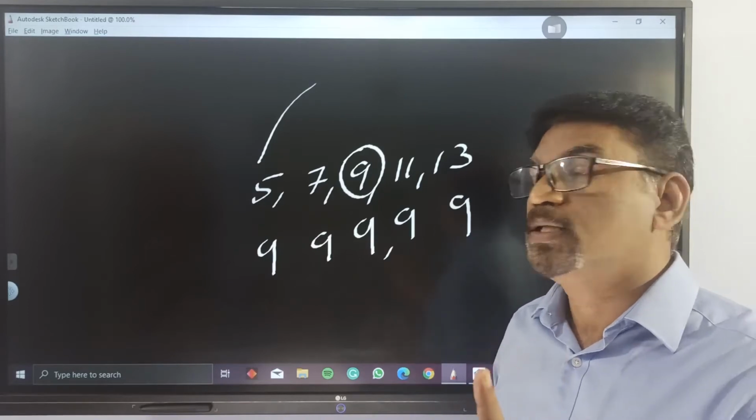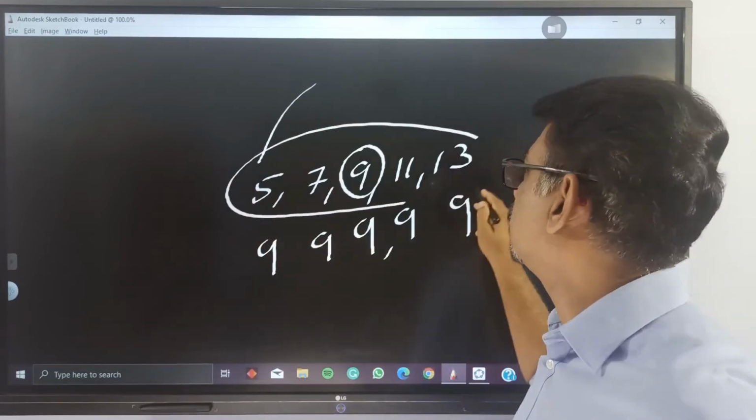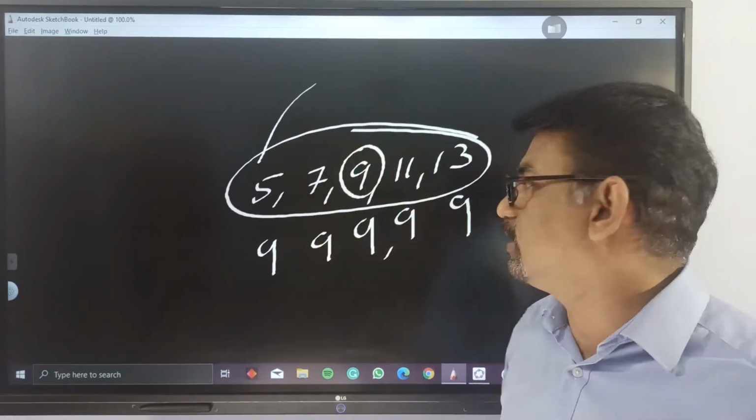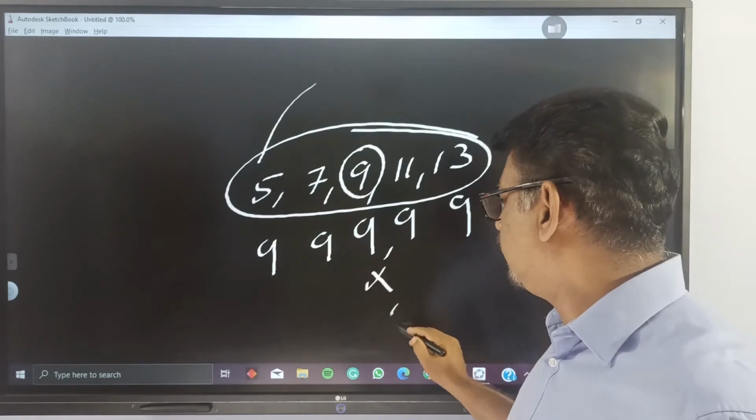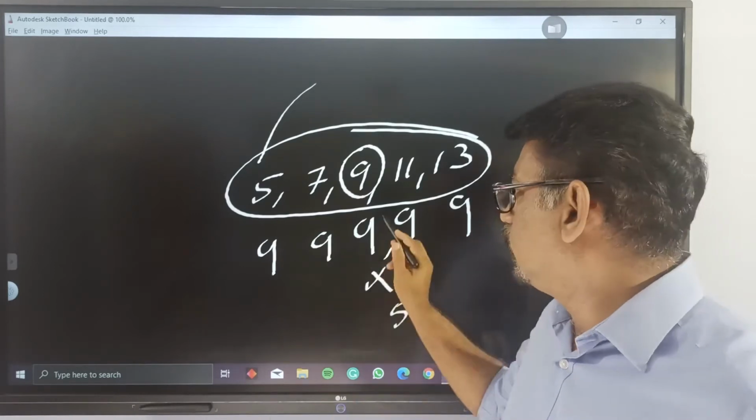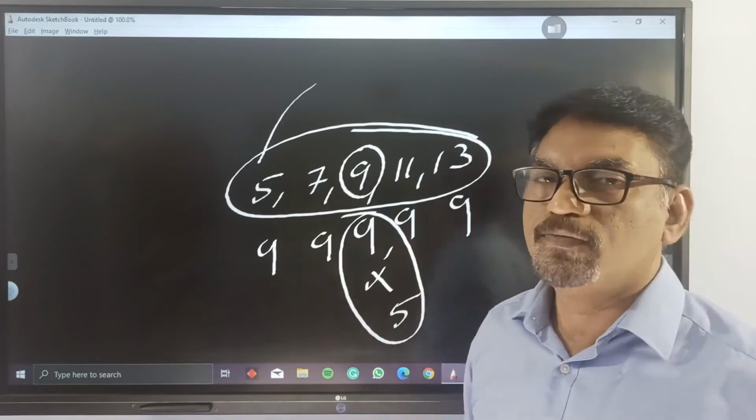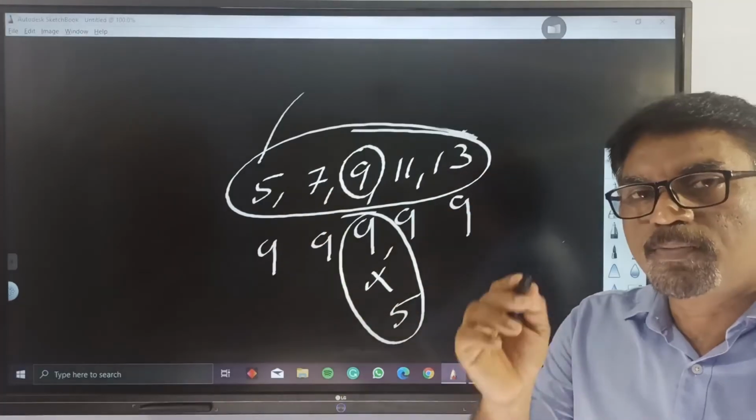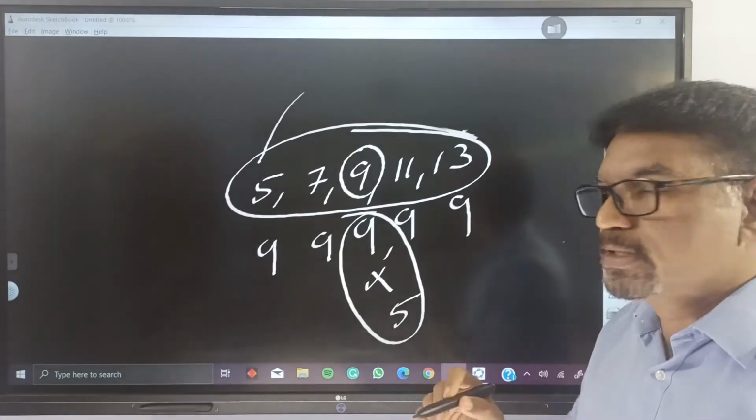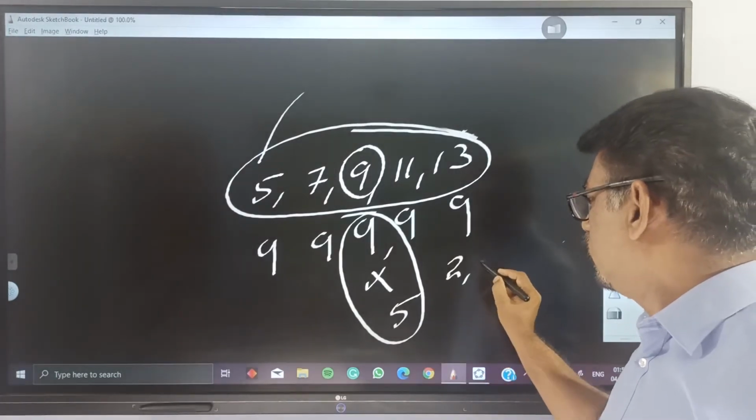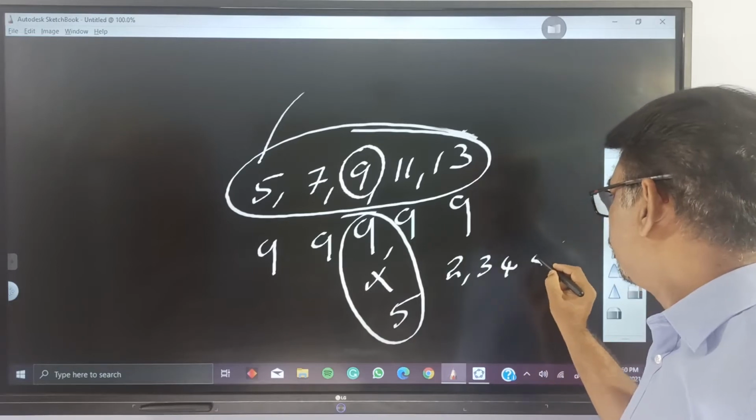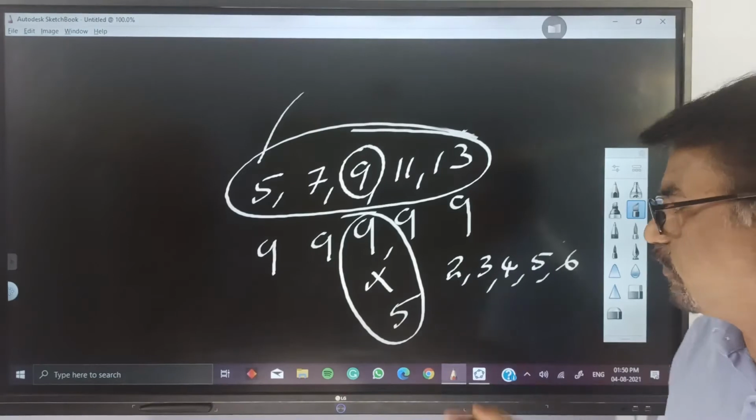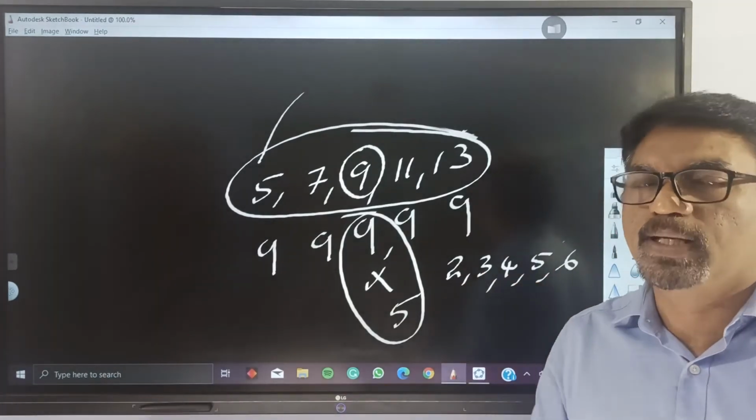So, in order to get the sum of all these 5 terms, what's the shortcut? Suppose we are asked to write the sum of all these 5 terms. It is enough to multiply this middle term by the number of terms. So, 9 into 5, that's equal to 45, will be the sum of all these numbers. Is that clear? Suppose we can consider another sequence, a simple one, 2, 3, 4, 5 and 6. Suppose these are the 5 terms of an arithmetic sequence, starting from 2 and moving forward by adding unity.